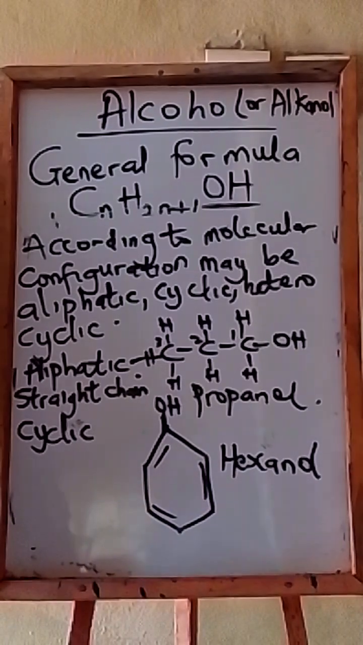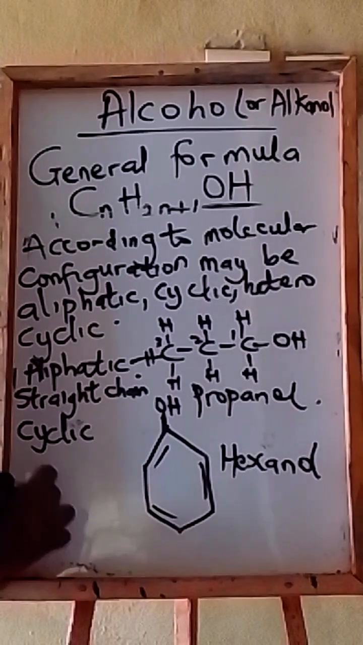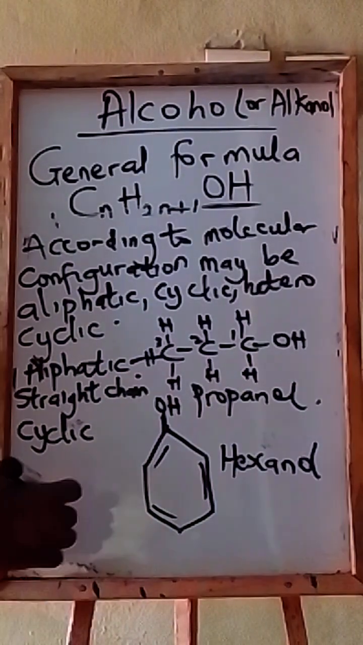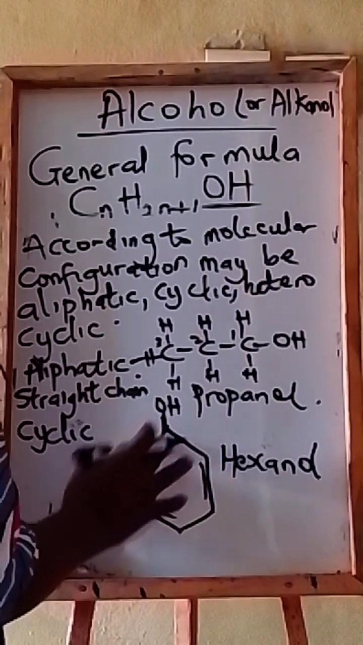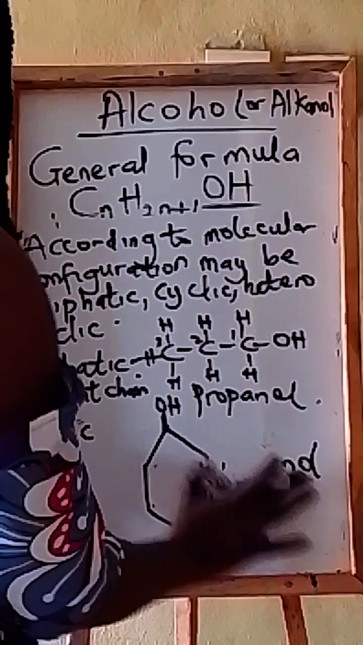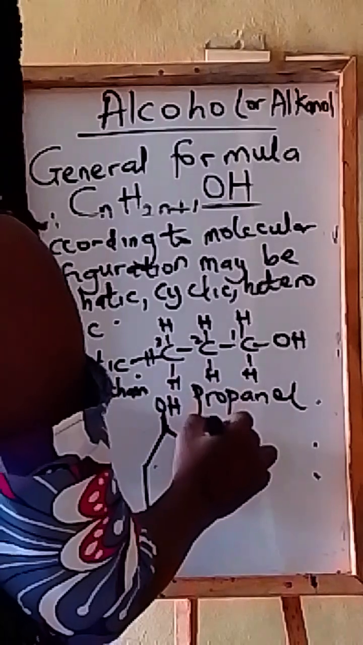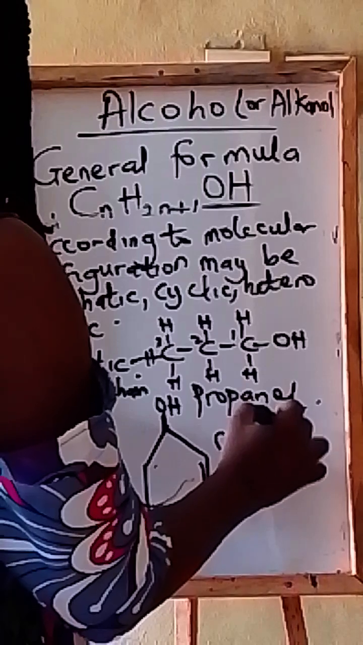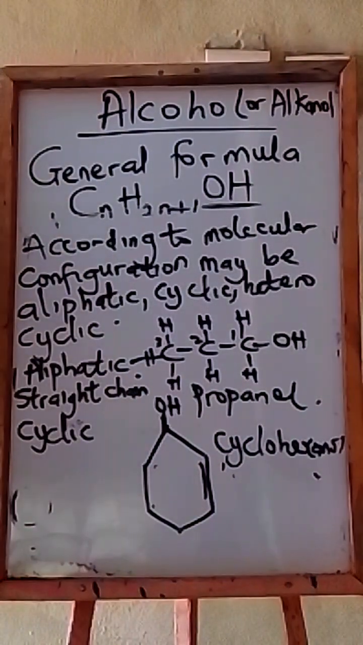So the third one that we have is number 3. It can be normal or cyclic too. We can have a cyclic one like this, and we call it cyclohexanol. So, like that.